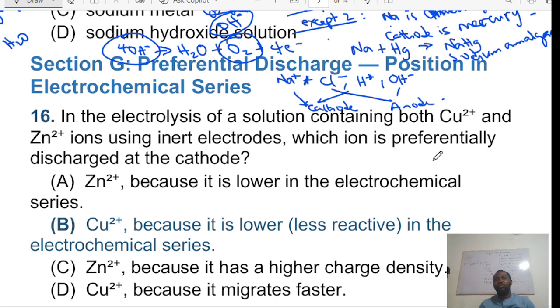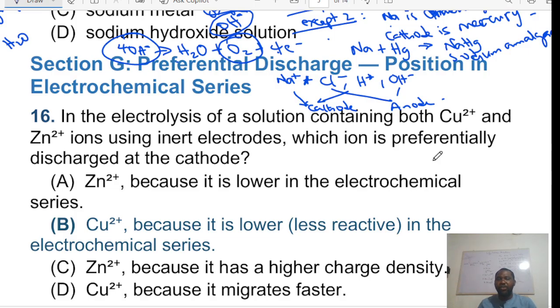So if they ask you which one migrates, you say sodium ion and hydrogen ion migrate to the cathode, while chloride ion and OH ion, both of them, migrate to the anode. I want you to understand that this is what you should know about migration. But after migration, the two of them will not be discharged. Only one will be discharged. And there are conditions to know the one that will be discharged.